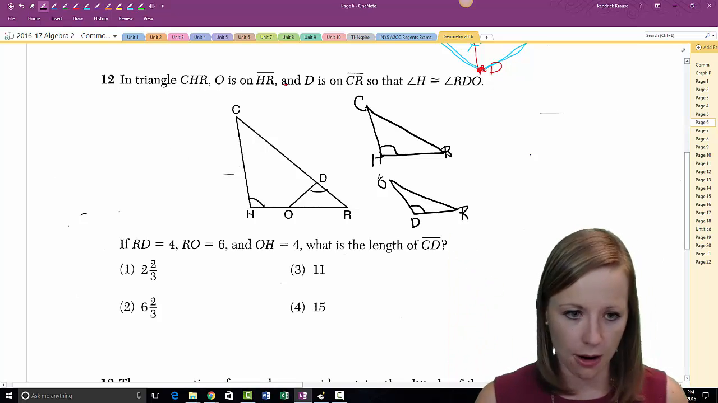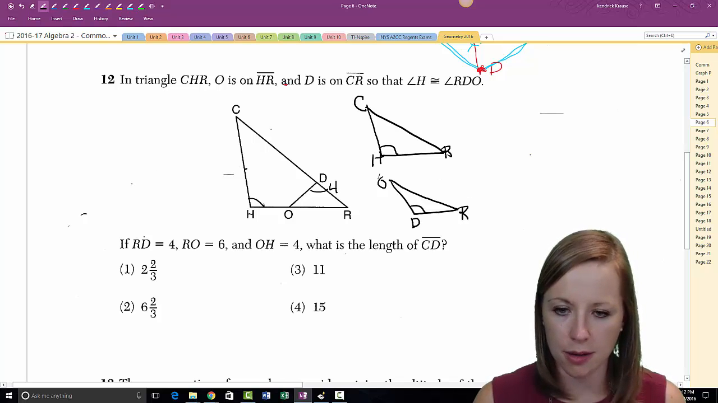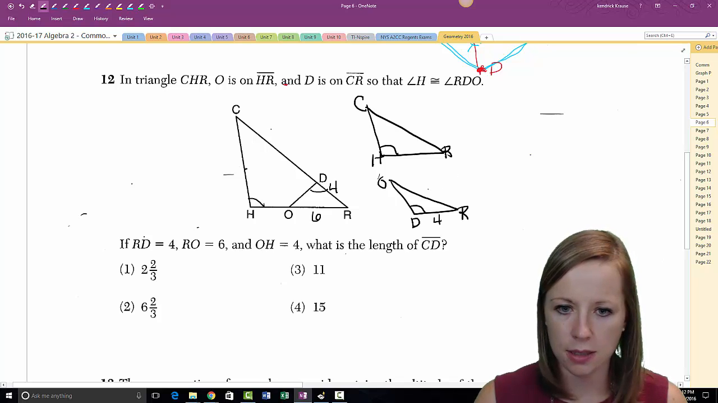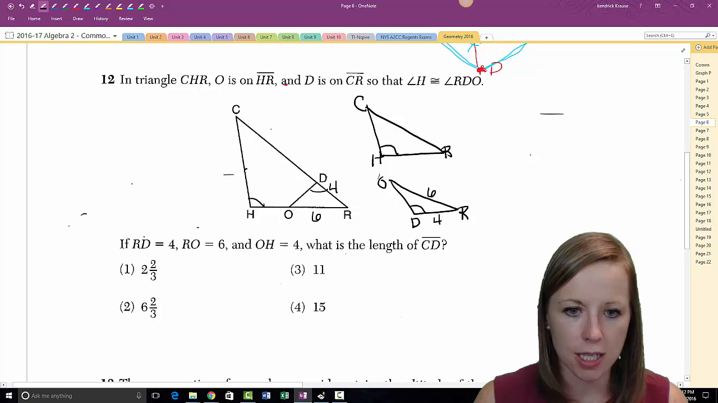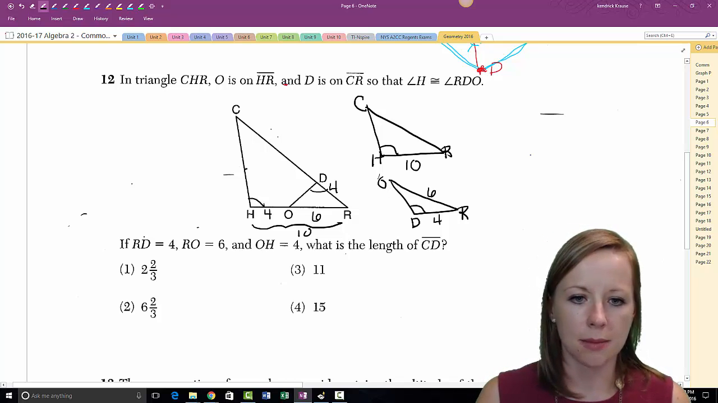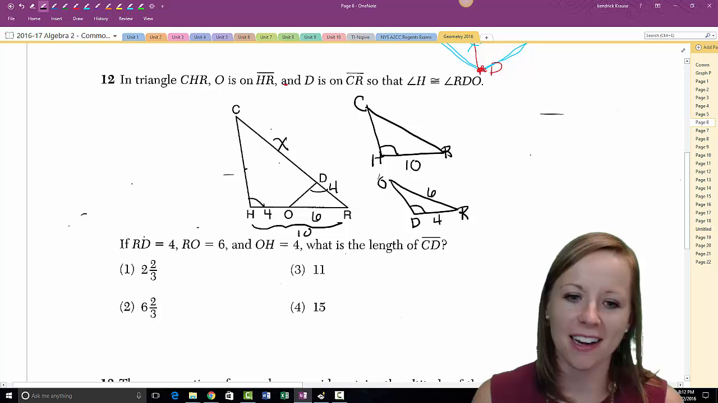So let's do some more reading here. RD is 4. Okay, so R to D is 4, so I'm going to mark that in this picture too. R to O is 6. Okay, got it. And then O to H is 4. That means that HR is 10. Okay. We want to find the length of CD. I'm going to call that X, you think? Maybe? I know it's your favorite letter to pick.